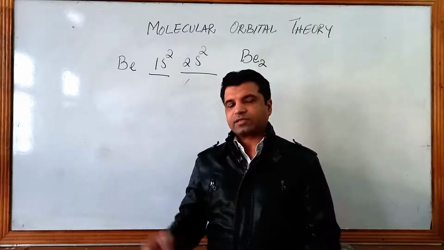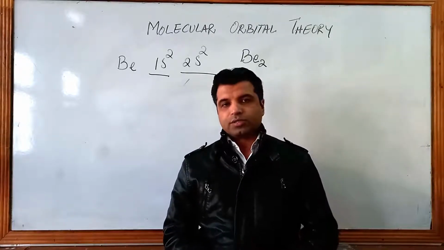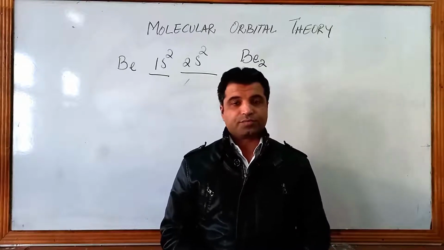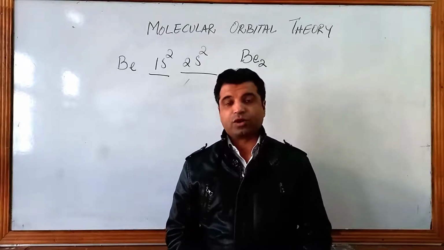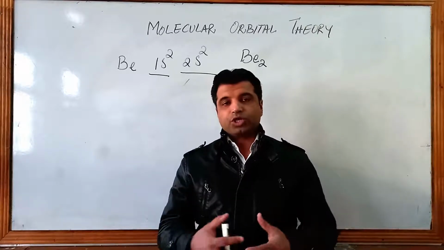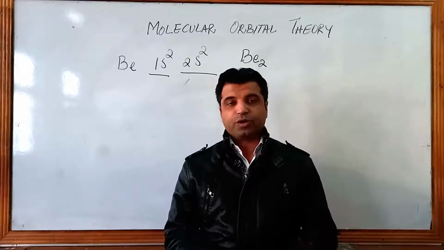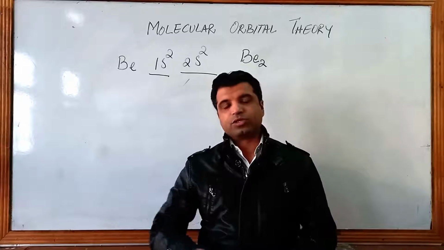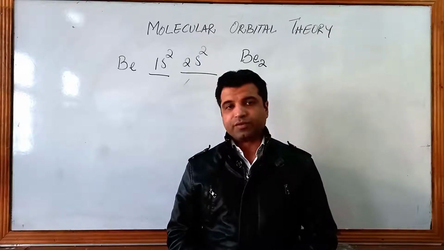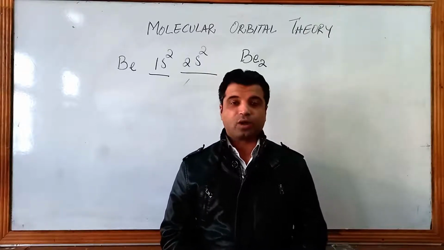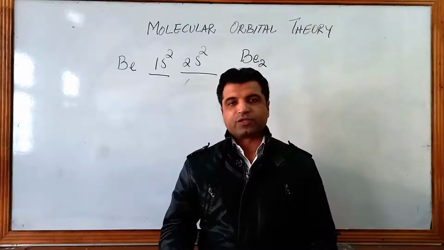If you remember from the last session, molecular orbital theory states that atomic orbitals combine to form molecular orbitals, and this is explained with the help of an approximation which we call the linear combination of atomic orbitals. This combination of atomic orbitals leads to the formation of molecular orbitals, and the number of molecular orbitals formed is exactly equal to the number of atomic orbitals that combine. So we will see in the case of beryllium how many atomic orbitals are involved, how many molecular orbitals are formed as a result, and what would be the bonding situation at the end of this process.